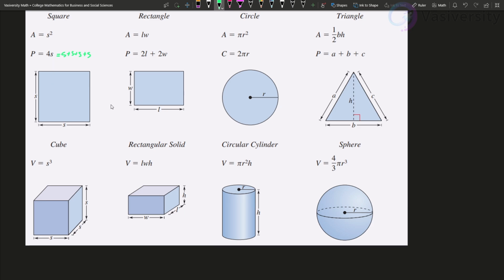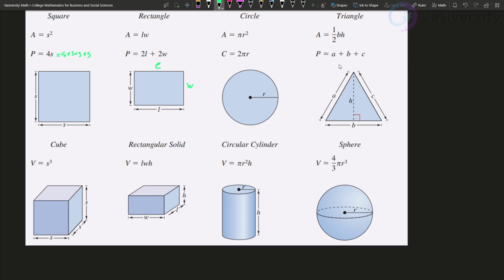It's a more general shape of a square, but now length and width are not equal, so it's going to be length times width. And the perimeter is going to be two lengths, because this is our length and this is our width. We're going to have two lengths, so it's going to be 2 times L plus 2 times W. A circle, so an area of a circle is pi r squared. A circumference, which is the length of the entire circle, is 2 pi r.